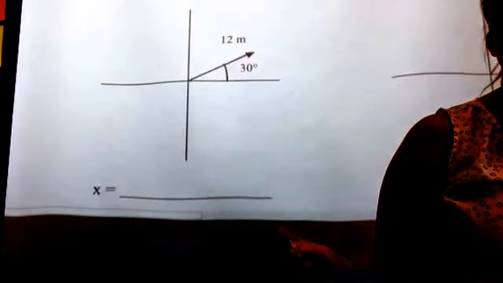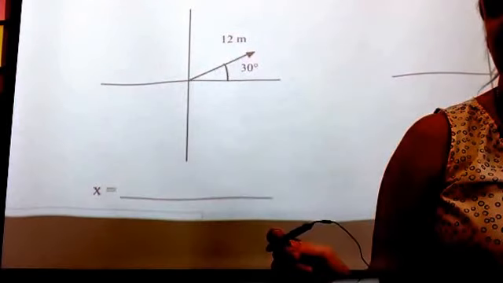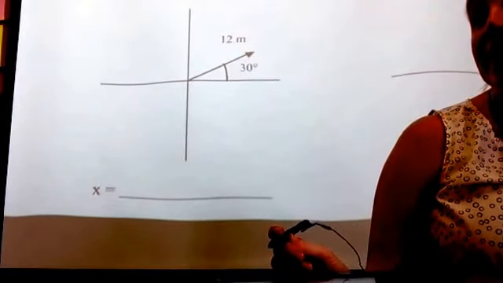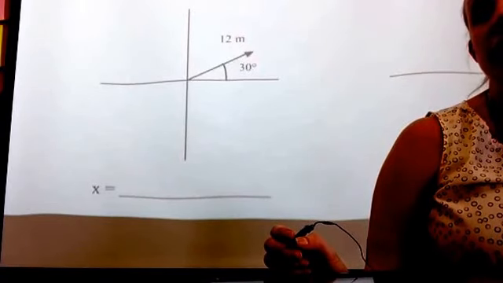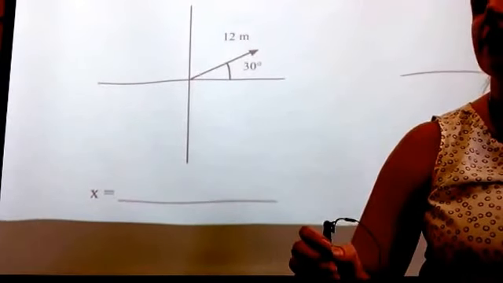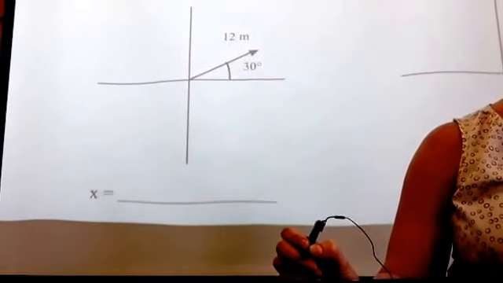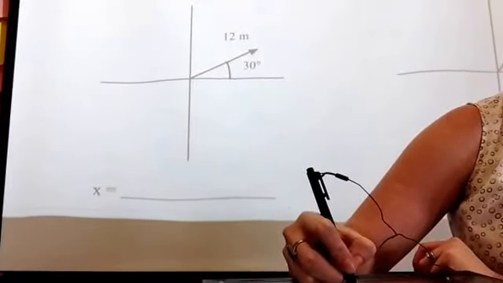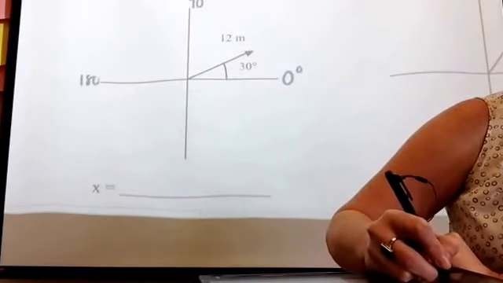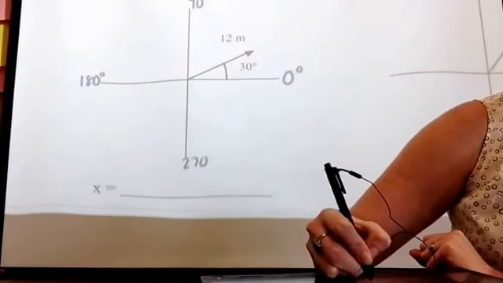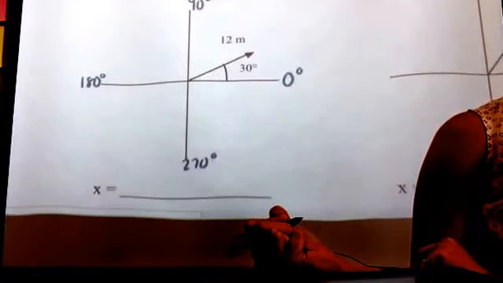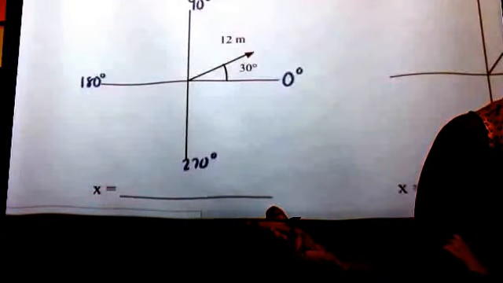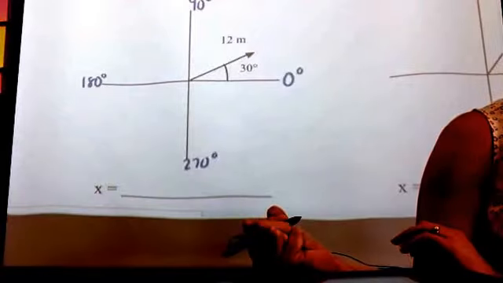Let's practice resolving vectors into x and y components. A vector is a force, velocity, distance, anything that has a direction. If you look at the vector in terms of a graph, then the x-axis, if you remember your unit circle, the x-axis is 0 degrees, 90 degrees, 180, and 270 degrees. When we're finding the x and y components, we look at the angle of the vector.